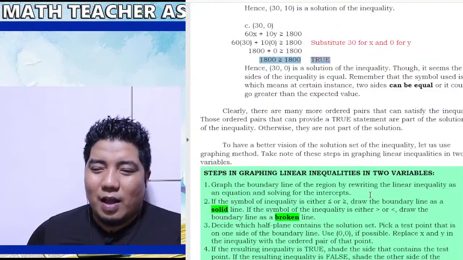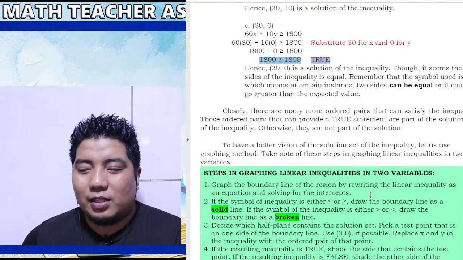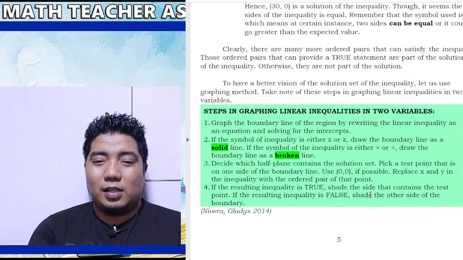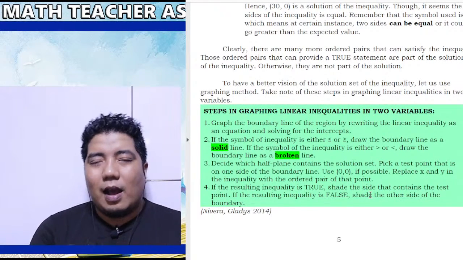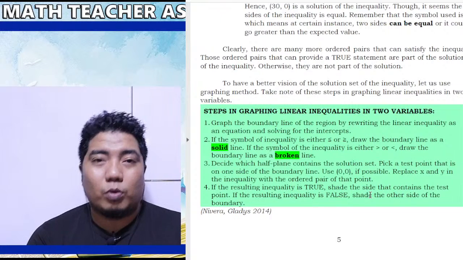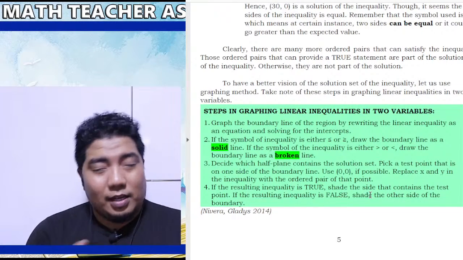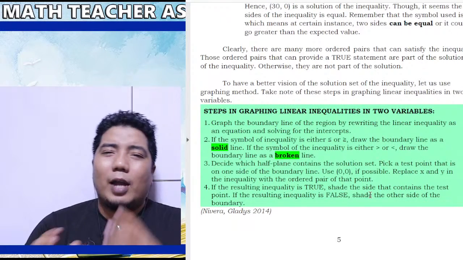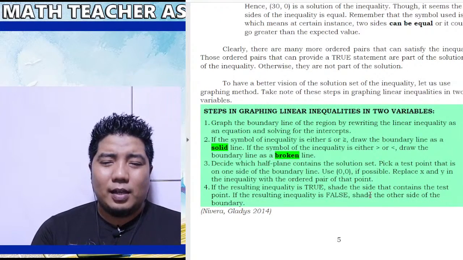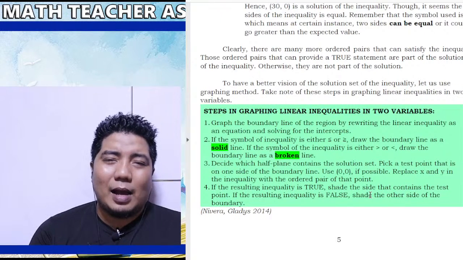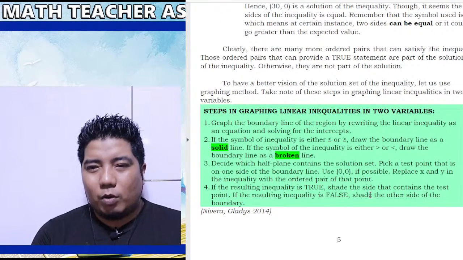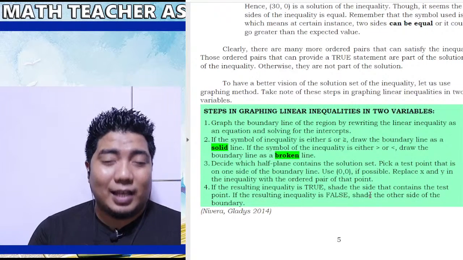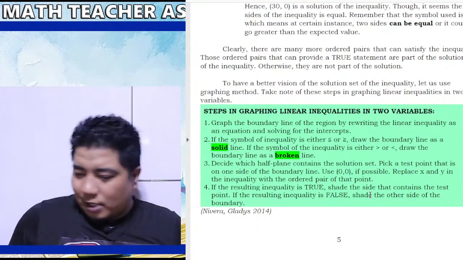Now, what are the steps in graphing linear inequalities in two variables? Okay, if you could still remember, we have already discussed this in some of my videos in Grade 8, where I discussed how to graph linear equations. So how do we graph this one? Of course, the way you graph your linear equation is the same way you do it here. But this is the difference: in linear inequalities, you just have shading. Okay, example. So let me show you.